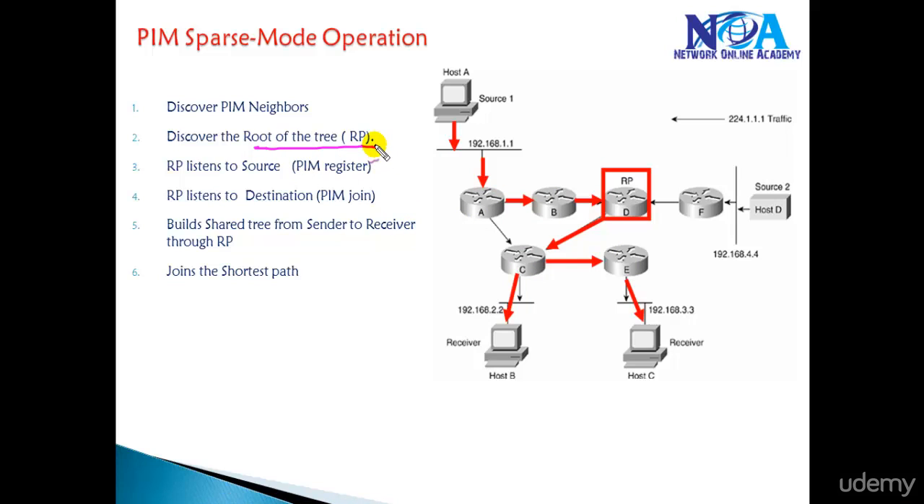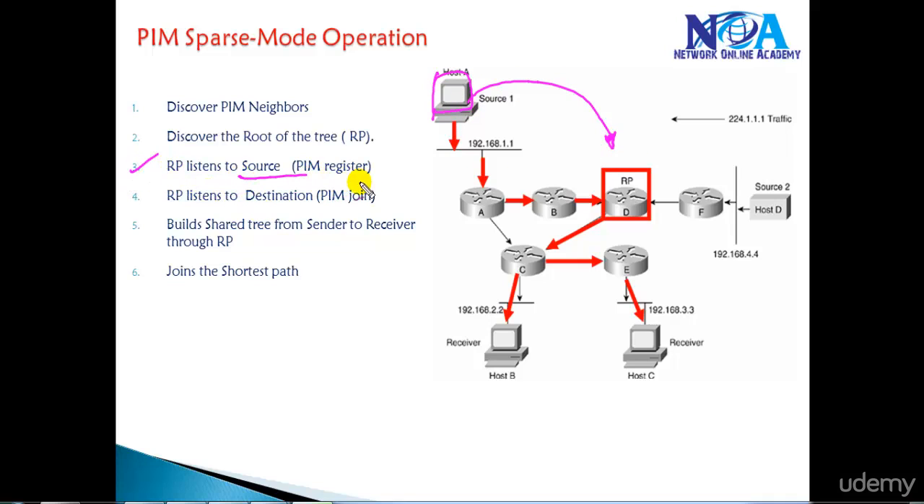Once the routers learn about the RP, the next step involves the source. The source who is sending the multicast traffic needs to register itself with the RP. So that's the next step. The RP listens to the source by using PIM register messages. In this third step, the source must register itself with the RP. The source is going to send PIM register messages, and it should register with the RP by sending unicast PIM register messages to the RP.